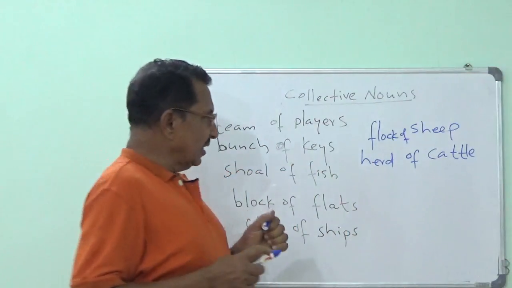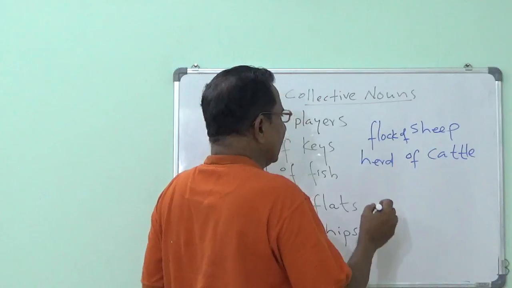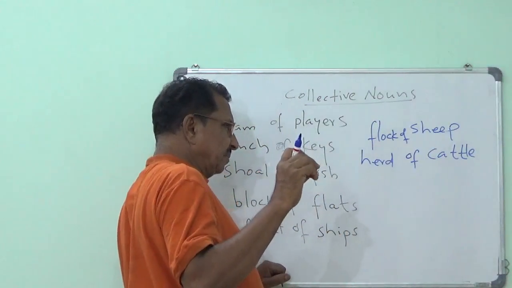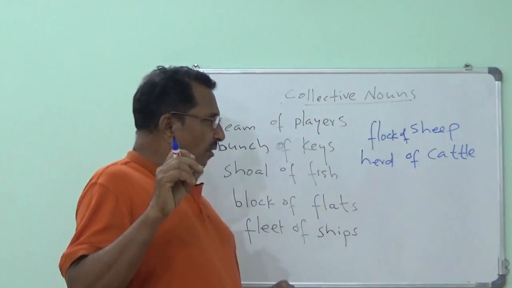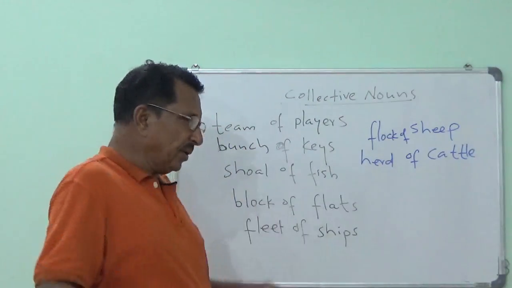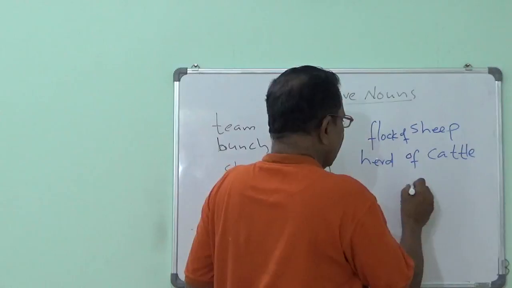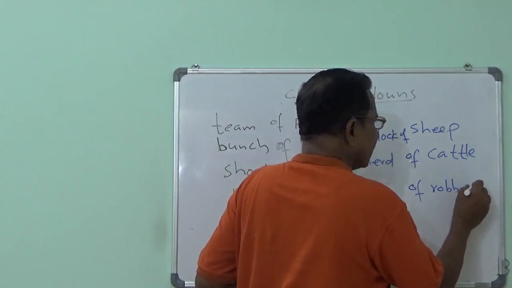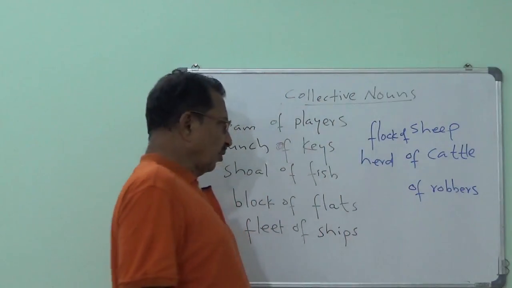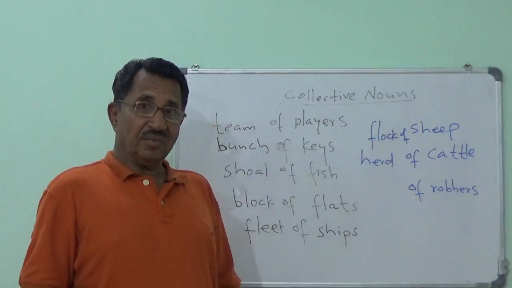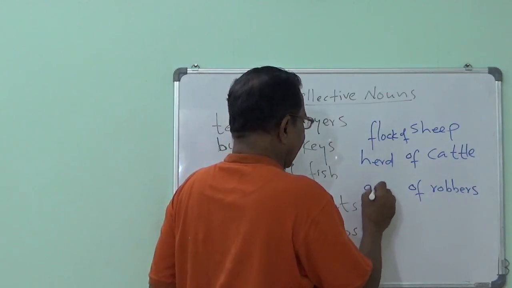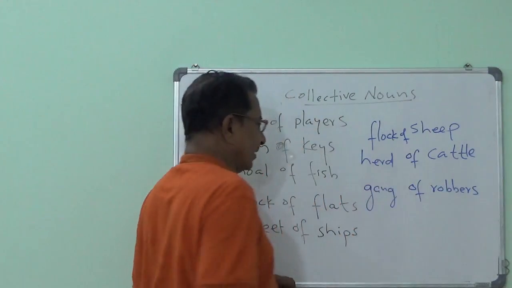So that you find what is called a group whose main business is doing something harmful to others. They are robbers. So how will you say? Can you say that they are a group of robbers? No, you call them by another name. Gang, a gang.